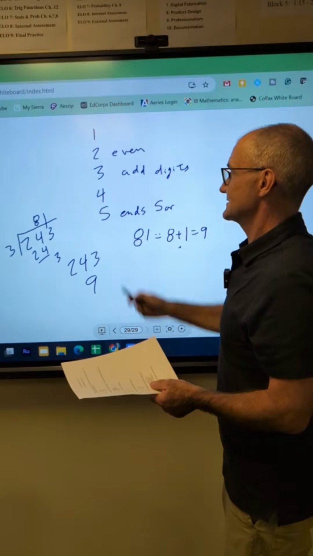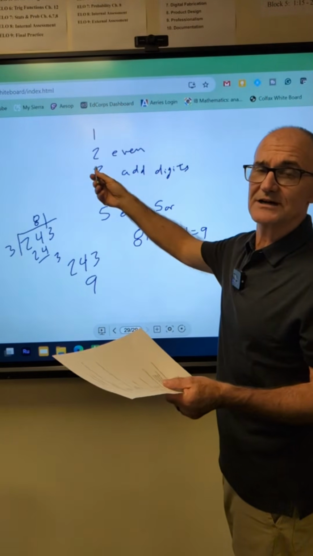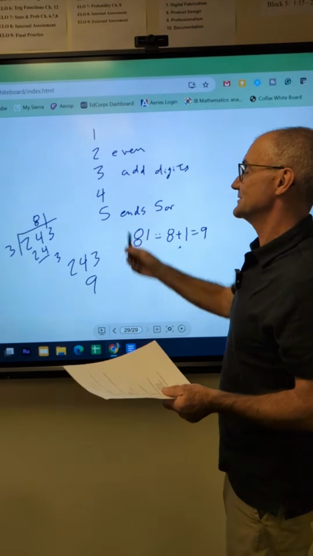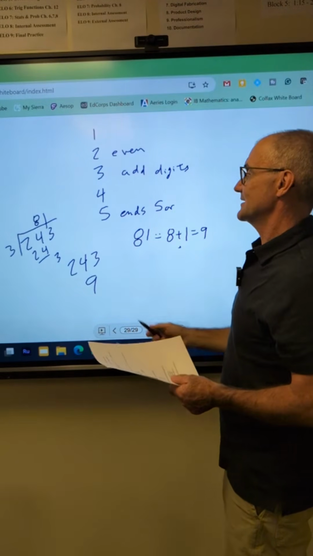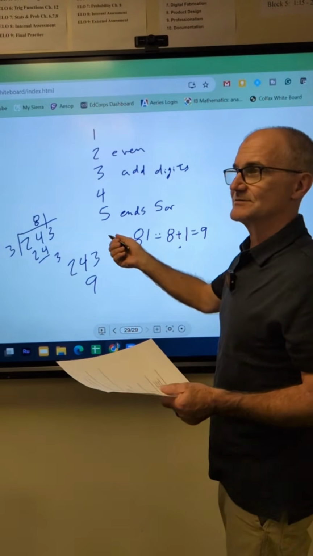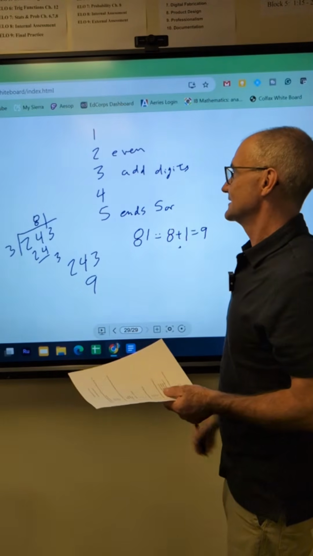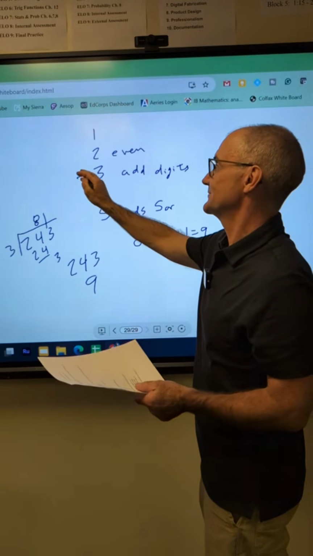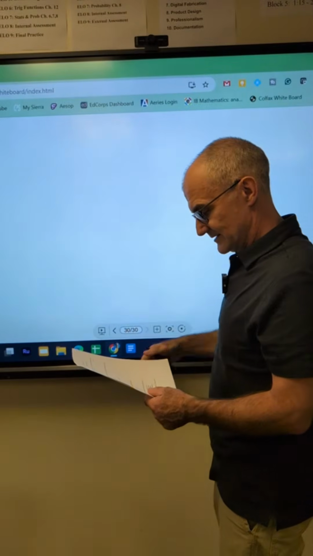6 is going to be the same trick as a 3. You could try it again. They won't add up and be divisible by 3. I don't know if there's a trick for 7 or 8, 9, or 10. So those are a good trick to know. Okay, let's keep going here.